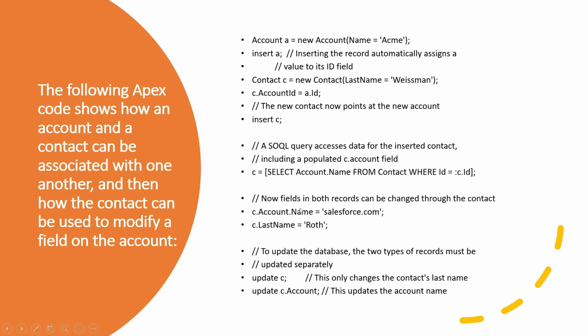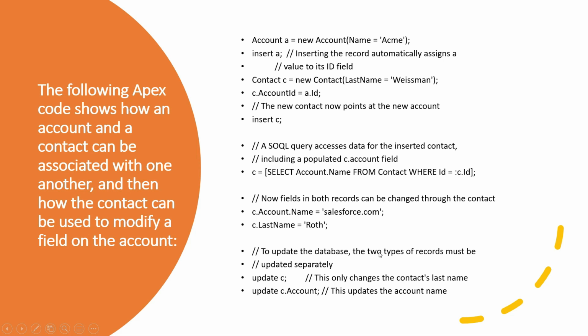So now fields in both records can be changed through the contact. Now we are referring to c.account.name equals salesforce.com, and c.lastName equals Roth. So now we have updated the account name as well as the last name of the contact.